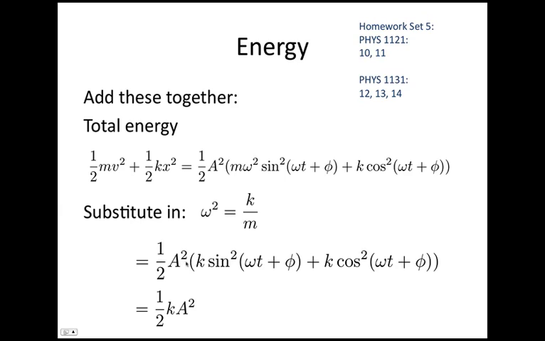We can pull k out the front, and you know that sine squared theta plus cos squared theta is equal to 1. So replacing this sine squared(omega t plus phi) plus cos squared(omega t plus phi) with 1, we end up with the total energy is a half kA squared.